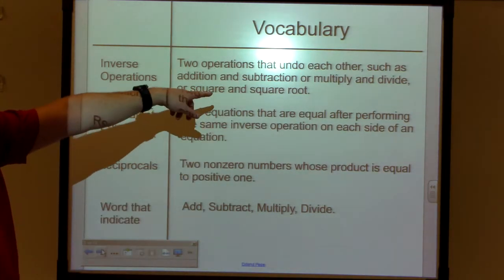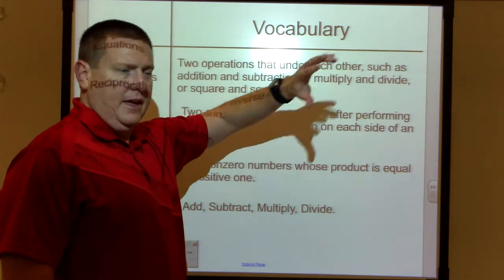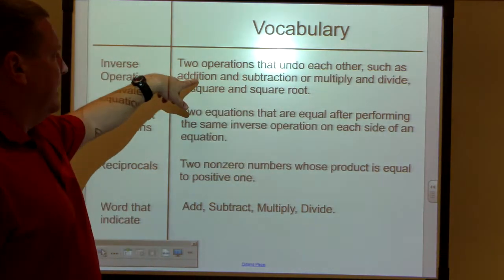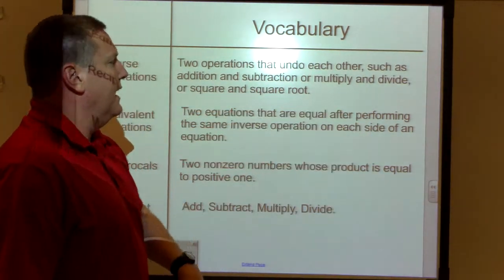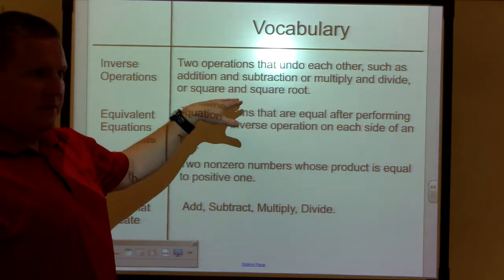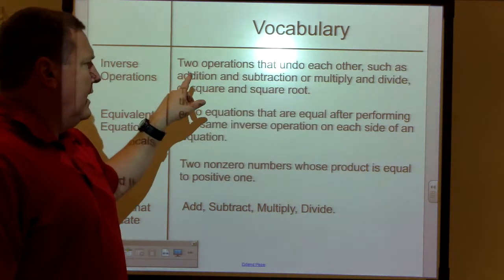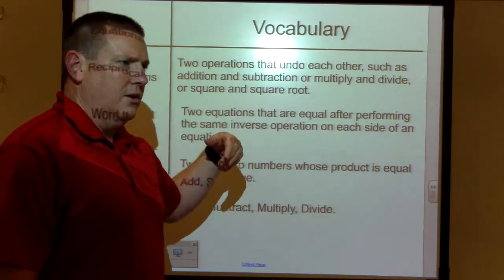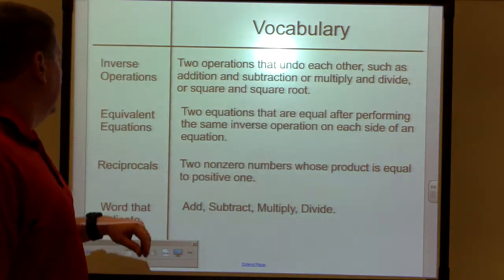What are they? Two operations that undo each other. They are opposites, like addition or subtraction, multiply and divide, or squaring something and then taking the square root. To undo a square, we don't divide, we take the square root.